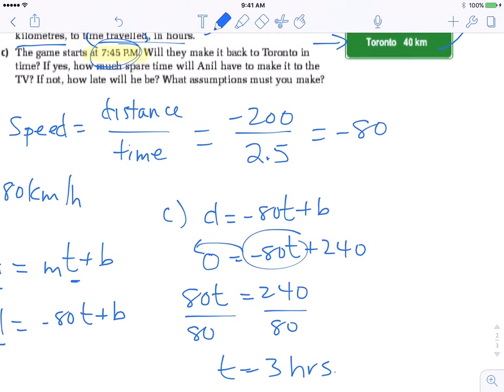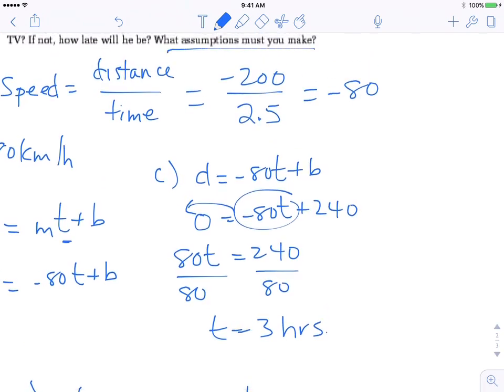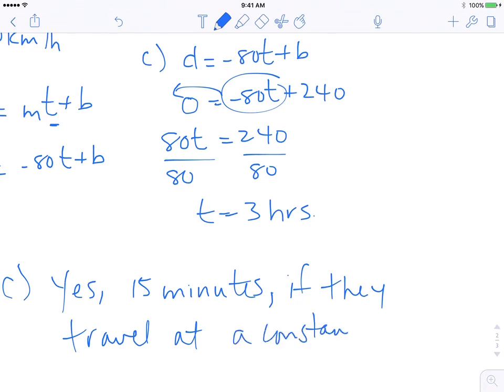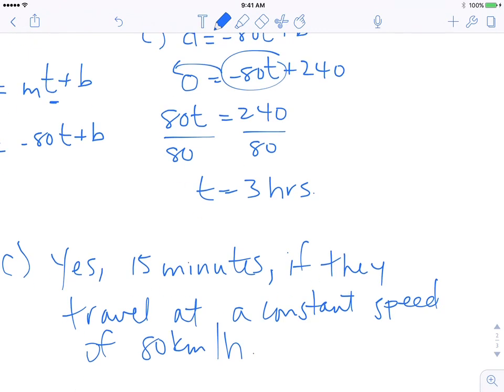However, it asks us what assumptions must you make. So the assumption we can make, yes, 15 minutes, if they travel at a constant speed of 80 kilometers an hour. So if they change their speed, of course, that'll affect when they get home. So the assumption you're making is that they continue to travel at that speed.